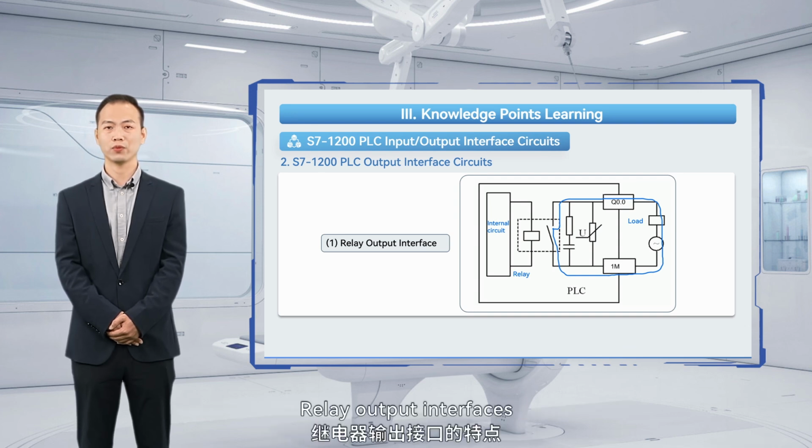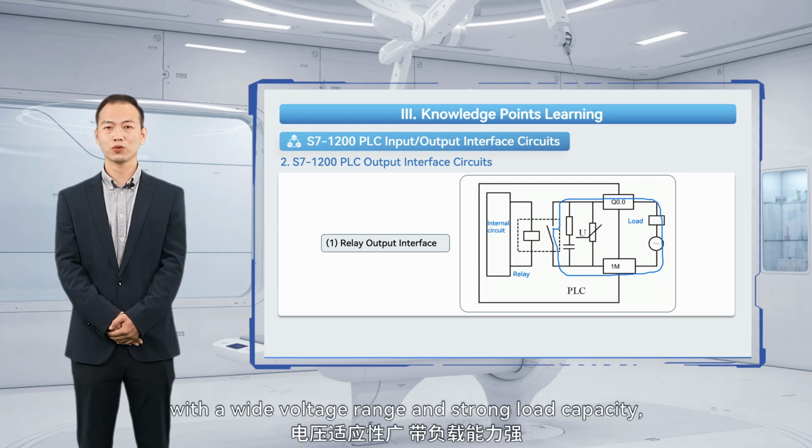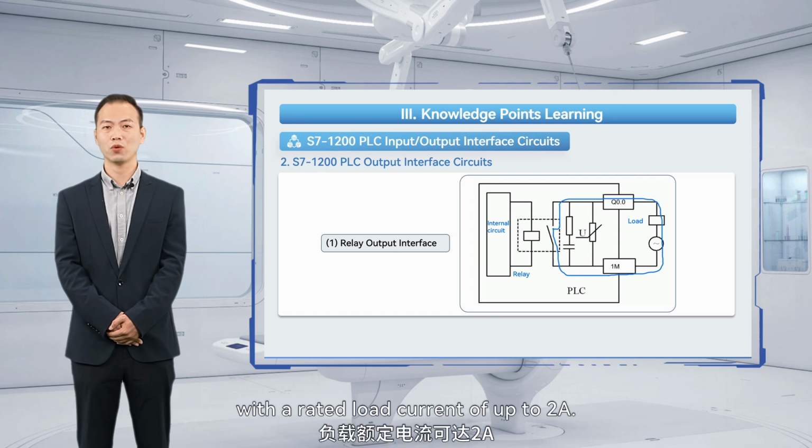Relay output interfaces can drive AC or DC loads, with a wide voltage range and strong load capacity, with a rated load current of up to 2 amperes.